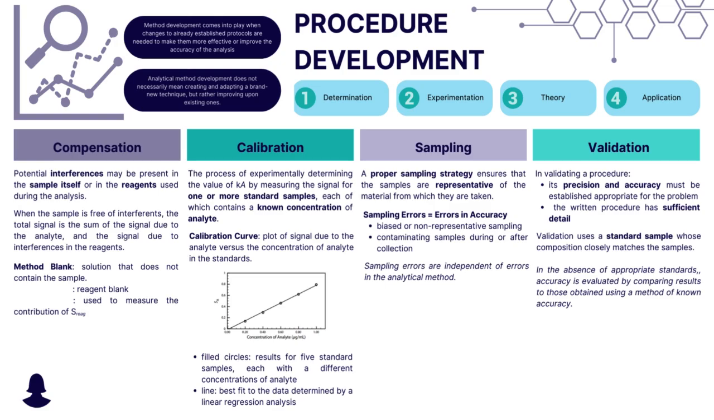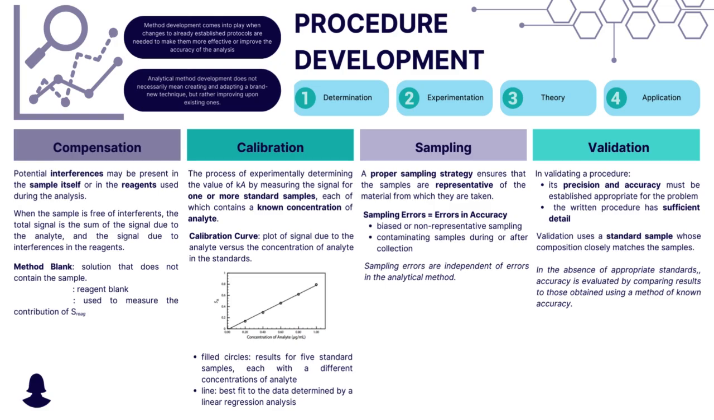Generally, method development comes into play when changes to already established protocols are needed to make them more effective or improve the accuracy of the analysis. The process starts by defining what you want to measure and determining how to go about measuring it, then putting your new methodology to use by testing it on samples that have already been analyzed using other methods. Sometimes, theoretical calculations are necessary to predict the results of the experiments. And the last step is, of course, the testing of the design process.